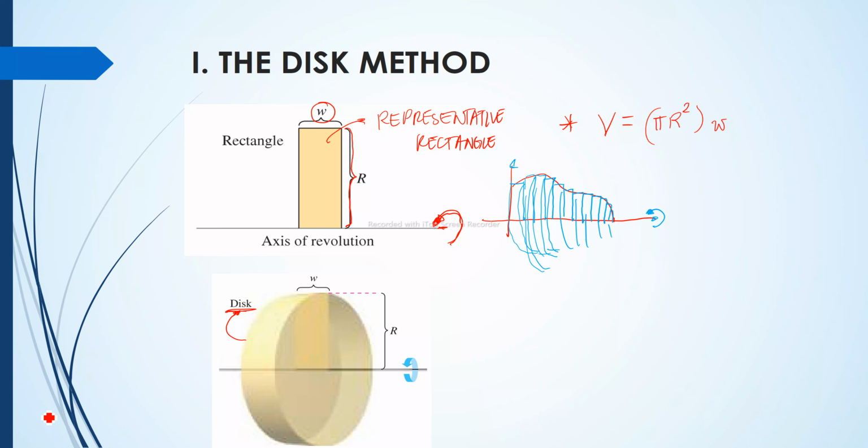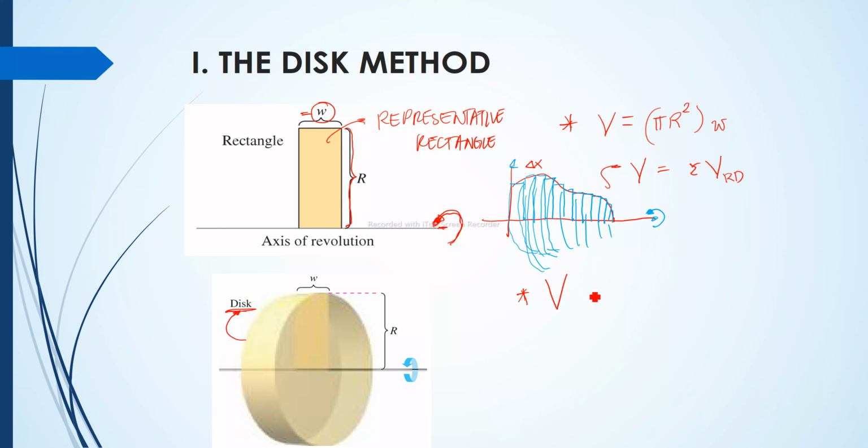From these strips, or this representative disk here, we can say that the total volume is just the what? The summation of all the volumes of the representative disk. So take note that the thickness of this disk is represented by our delta x.